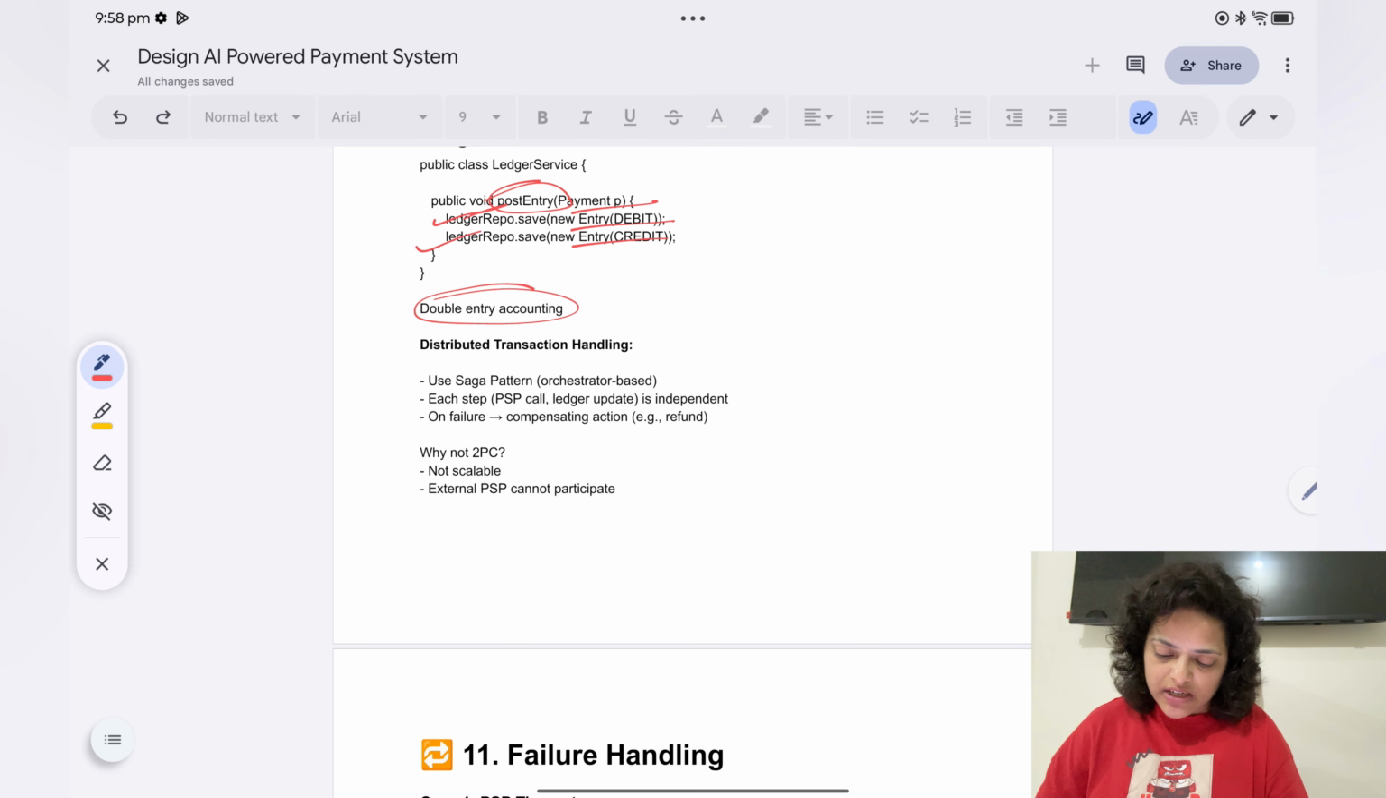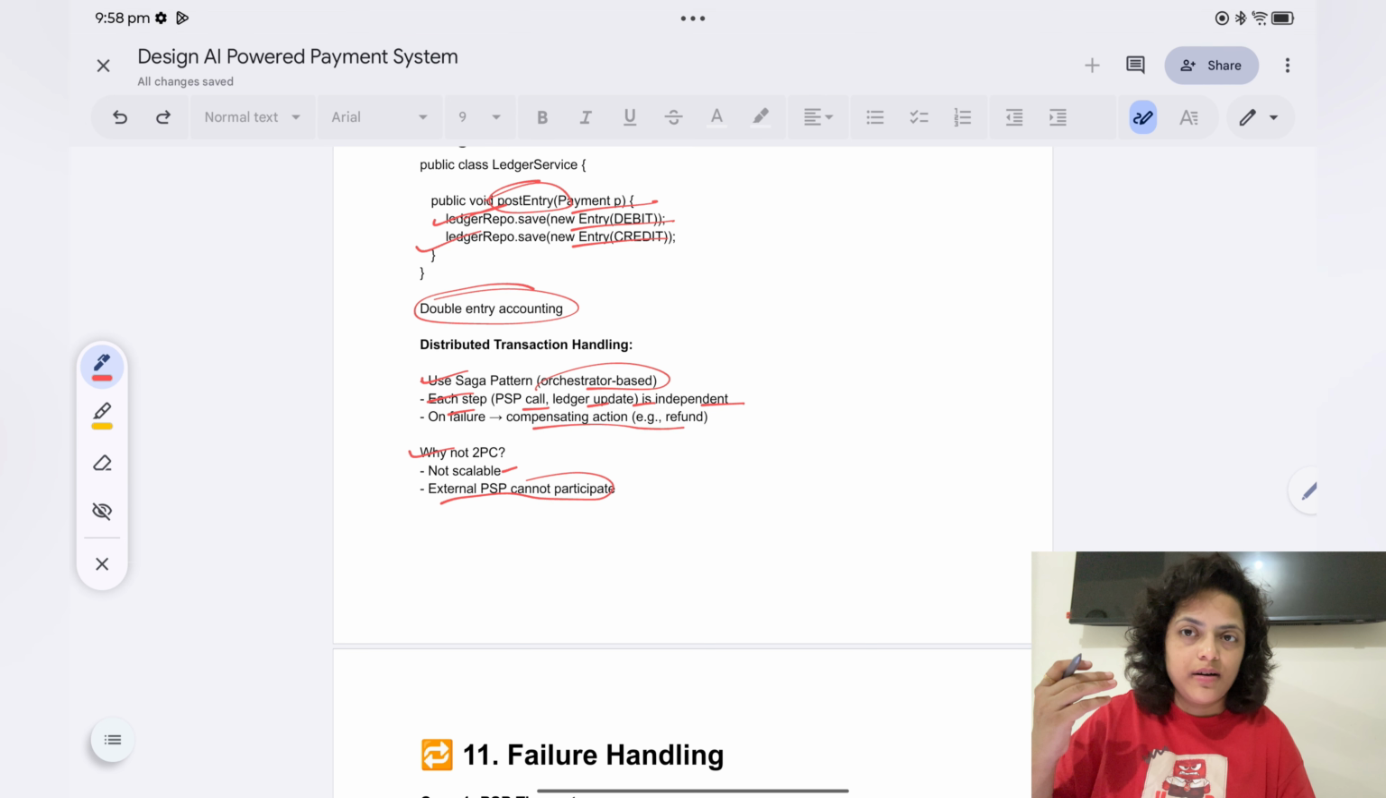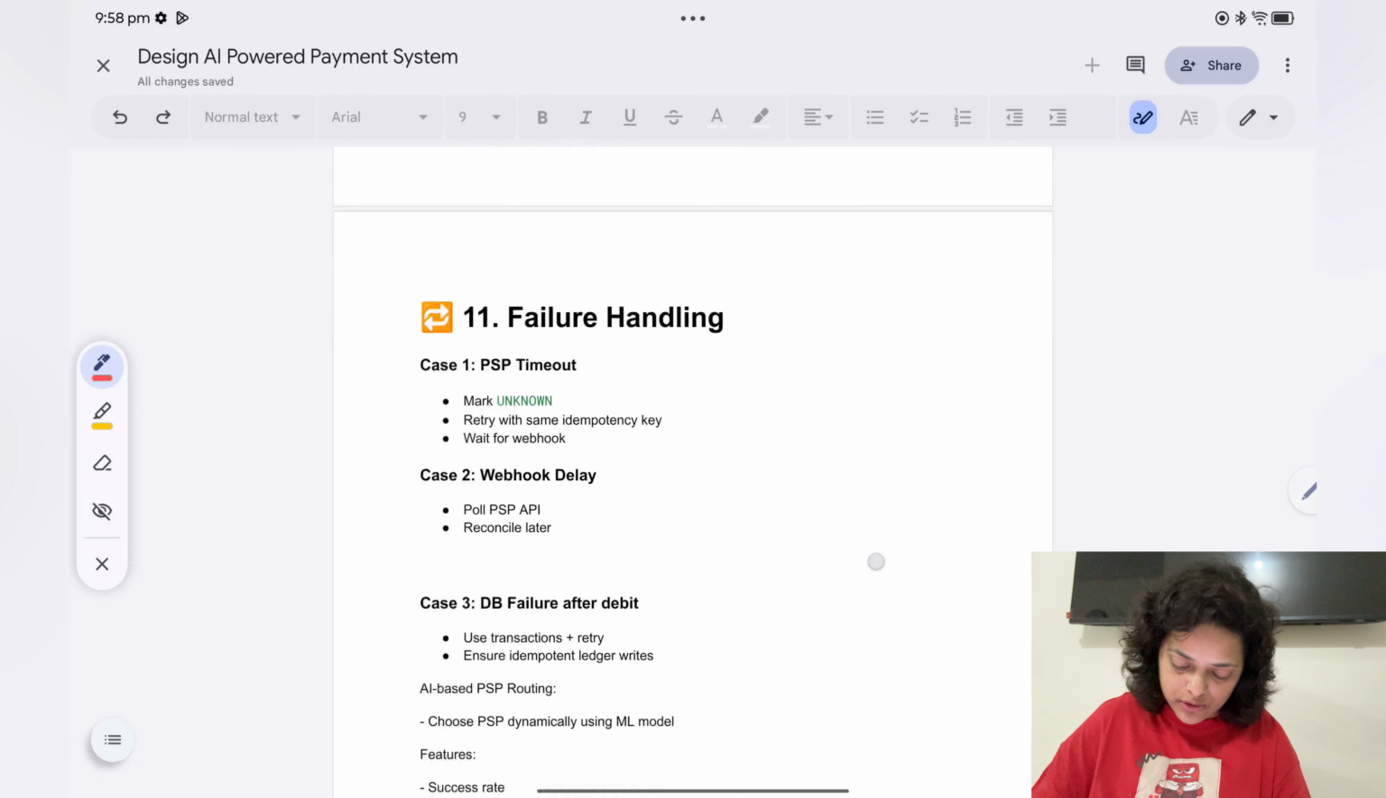So distributed transaction handling: definitely this is a distributed transaction. Here you will be using Saga, and you cannot use 2PC because your external PSP cannot participate, and it is not scalable either. The Saga pattern is an orchestrator-based pattern. Each step, the PSP call, ledger, update, is independent. On failure, a compensating action will happen, like a refund. Saga and 2PC I have already discussed in my earlier videos.